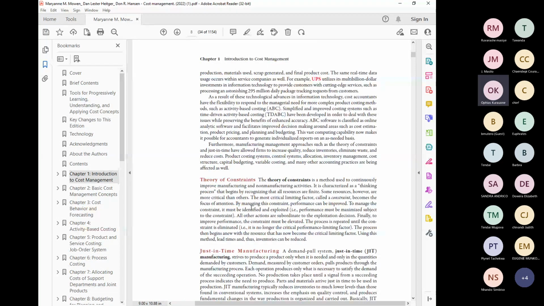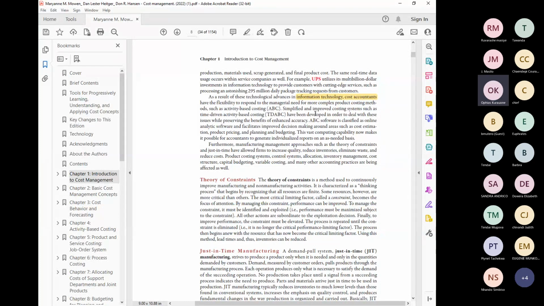These days, there are technological advances in information technology which can be used by the cost accountants. They can use the advanced information technology so that at least they are able to share with the management. This is very critical for managerial purposes.